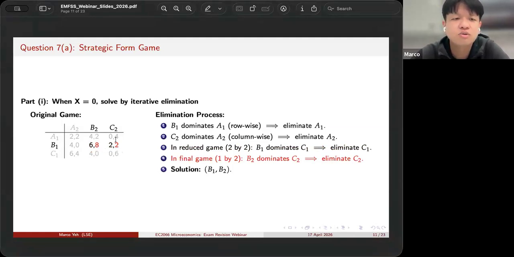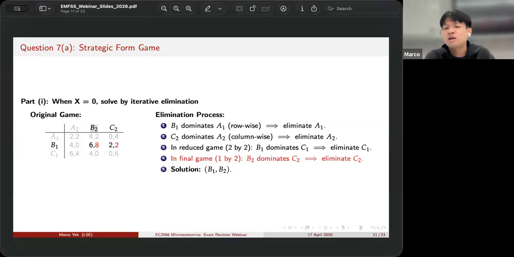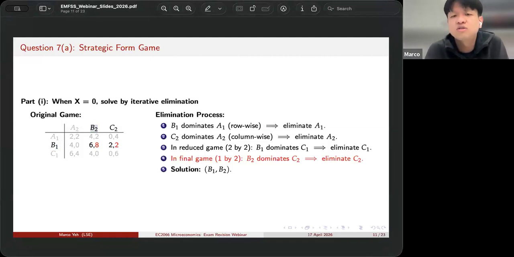Since 8 is greater than 2, so player 2 won't play C2. The only solution at equilibrium should be player 1 playing B1 and player 2 playing B2. Okay? Good question. I got one very good question from the Q&A. Does the order of eliminating dominant strategy matter?